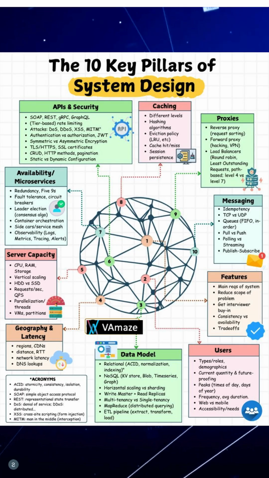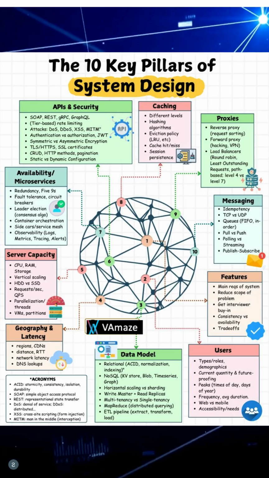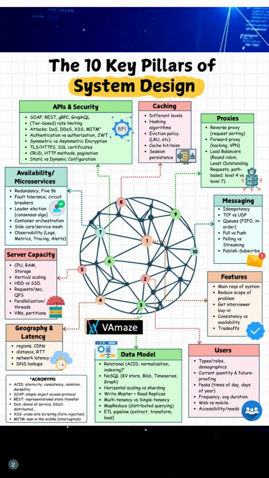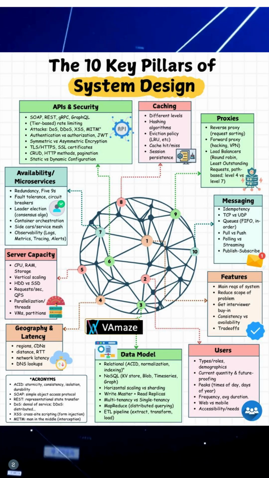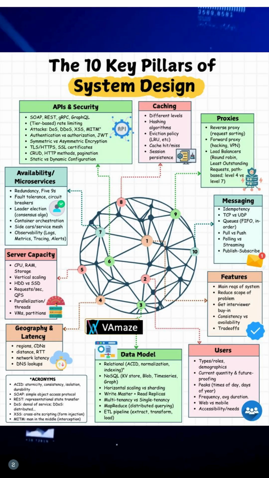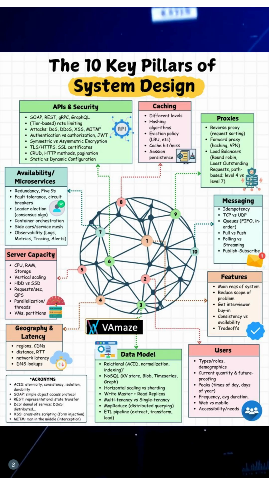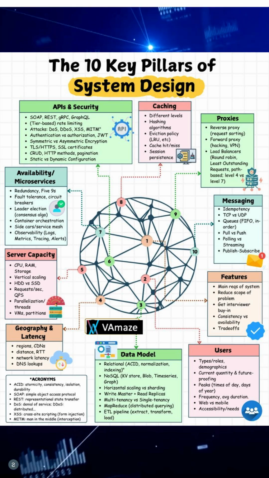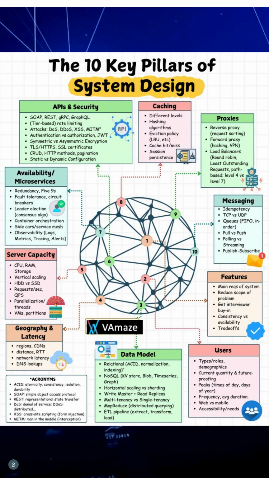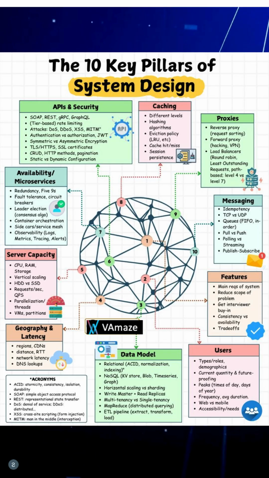A system is built for its users, so understanding them is essential. This means analyzing who they are, how many there are now, and how that number might grow. Identifying when they are most active, be it specific times of day or certain periods of the year, and how often they interact with the system is critical. Knowing how they access the system, whether through web browsers or mobile applications, and ensuring it's usable by everyone, are key considerations.